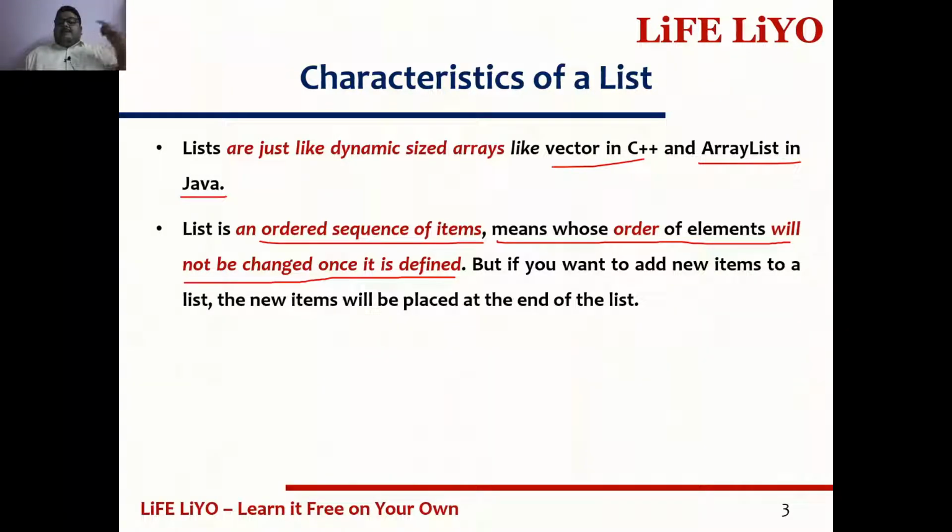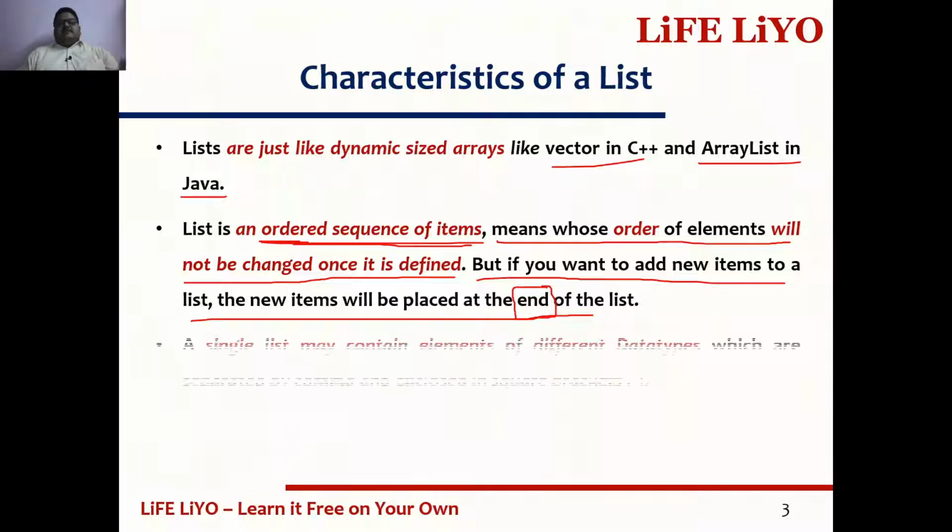But the definition says ordered as well as changeable. Ordered means we cannot change the order of the elements, but we can add new items or new elements. That's why a list is ordered as well as changeable. If you want to add new items to a list, the new items will be placed at the end of the list. It is not going to add them in between or at the start, because once we have initialized a list, its order cannot be changed. This is one of the most important points.